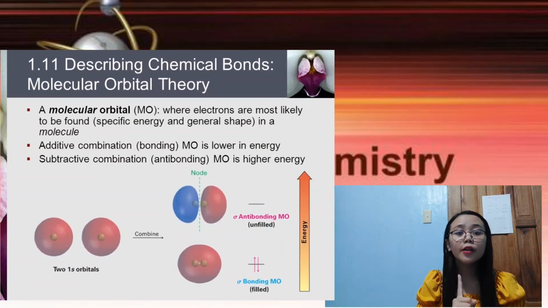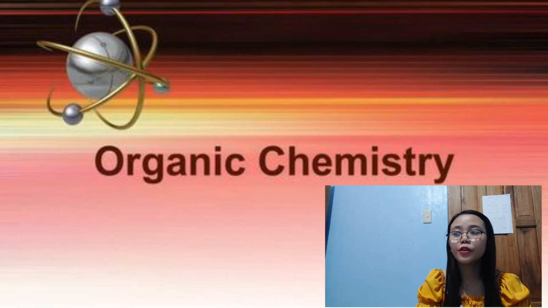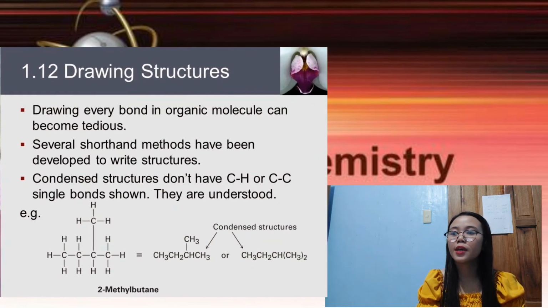A molecular orbital, or MO, is where electrons are most likely to be found, with a specific energy and general shape in a molecule. Additive combination, the bonding MO, is lower in energy. Subtractive combination, the anti-bonding MO, is higher in energy. And now let's move on to drawing structures.